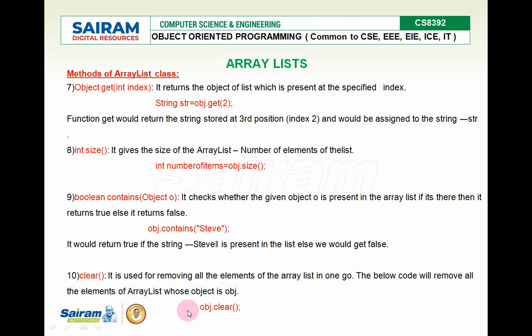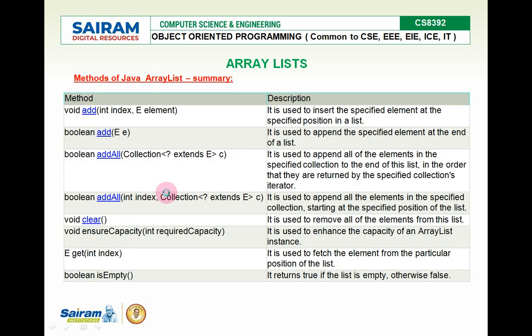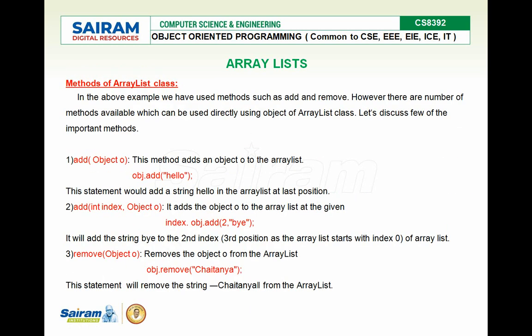So if you wanted to wipe up all the elements, you can call this clear method, obj.clear(). So what is the array list referred by obj? In that array list, all the elements will be wiped out. So these are all the few methods in the array list, right? So what are the methods?